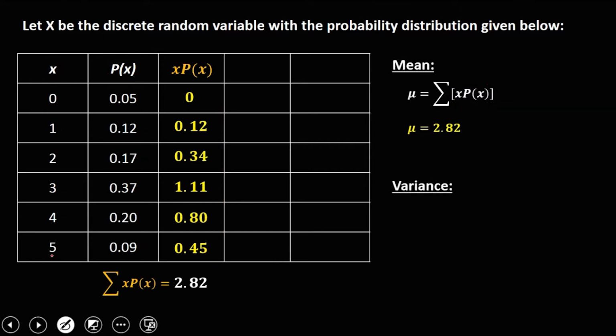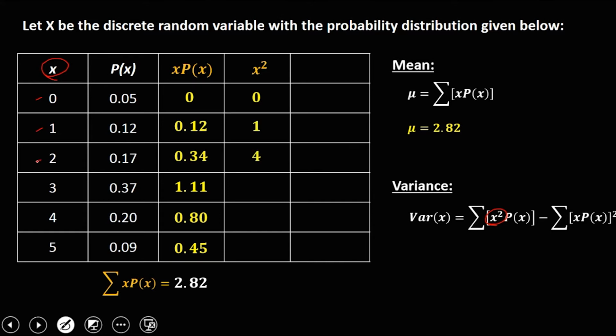Then to solve for the variance from this formula, the summation of x squared times the p of x, we need to get first the value of x squared. So for 0 squared, that's 0. For 1 squared, that's 1 times 1, that's 1. For 2 squared, that's 2 times 2, it's 4. For 3 squared, that's 3 times 3, that's 9. For 4 squared, it's 4 times 4, that's 16. And for 5 squared, that's 5 times 5, that's 25.